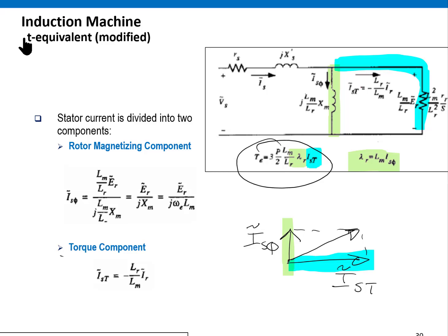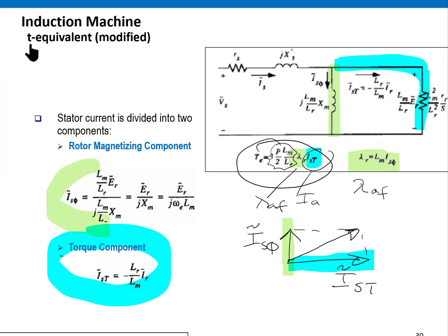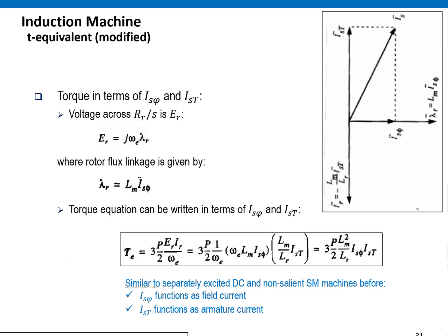And it's really very, very similar to the DC motor, where you've got the lambda AF term right here, and you've got your armature current right there. There's your lambda AF there. And then this is just a constant times that. So, in summary, you've got a torque component of current, and you've got a rotor flux component of current. And as I alluded to, we've got this new expression now here for the torque.